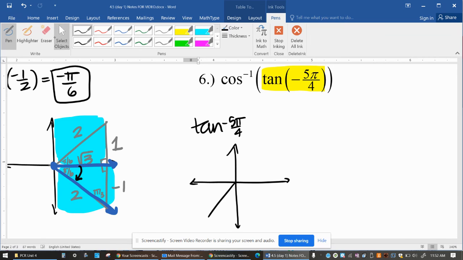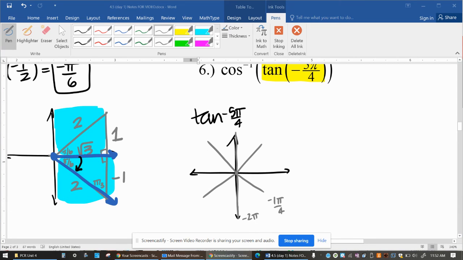So cut the top half, bottom half into 4 equal parts. We're going down and around, so negative 1 pi over 4, negative 2 pi over 4, which reduces to negative a half. Negative 3 pi over 4, negative 4 pi over 4, which reduces to negative pi. That makes sense because 180 is always pi. And then this would be negative 5 pi over 4.